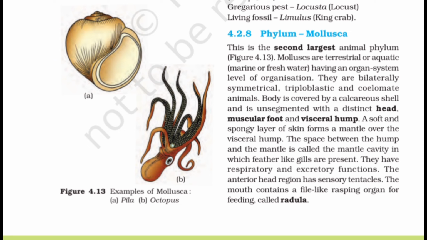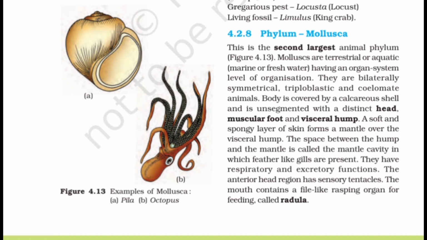Body is covered by a calcareous shell and is unsegmented with a distinct head, muscular foot and visceral hump. A soft and spongy layer of skin forms a mantle over the visceral hump. The space between the hump and the mantle is called the mantle cavity, in which feather-like gills are present. They have respiratory and excretory functions.